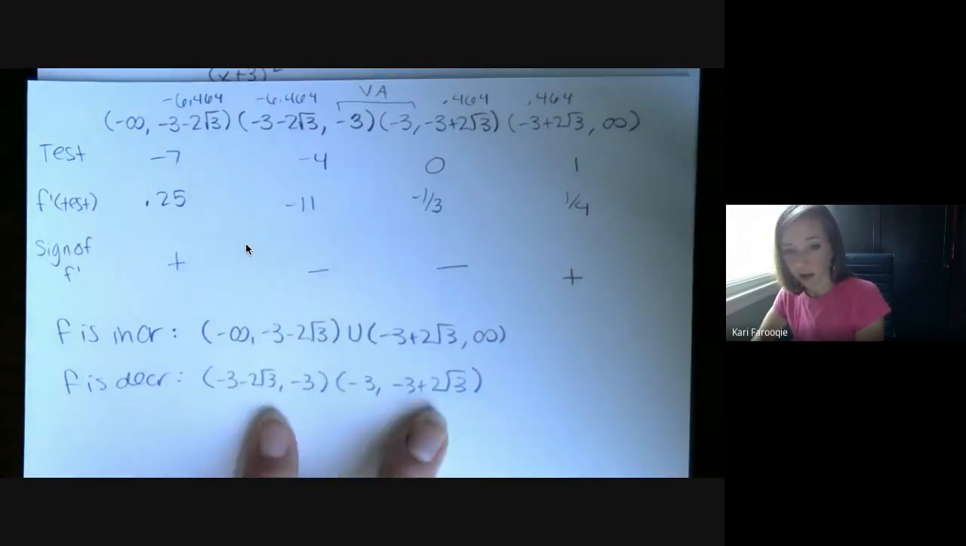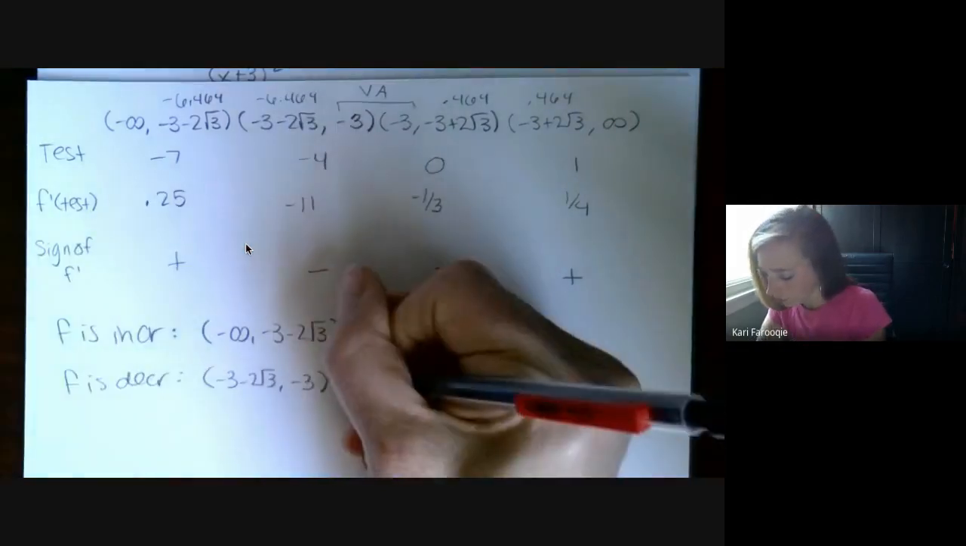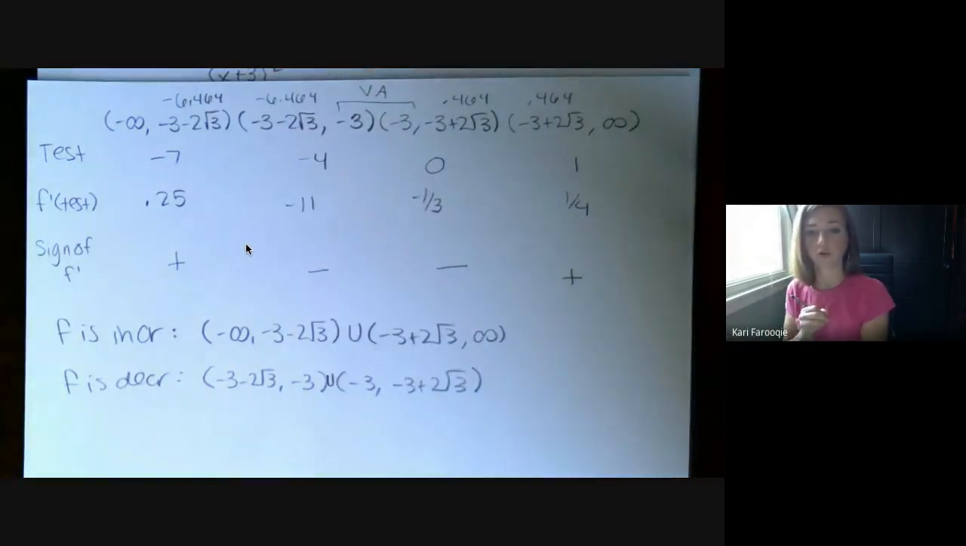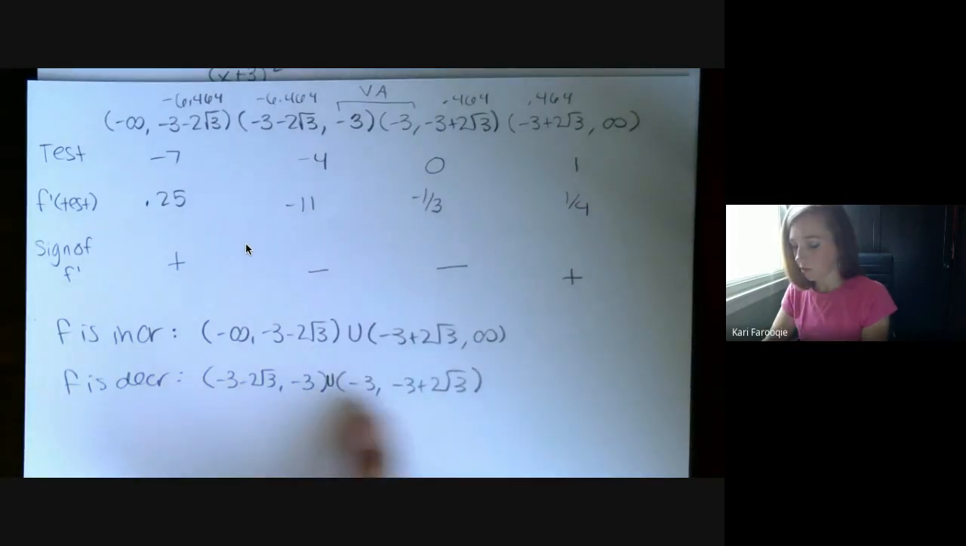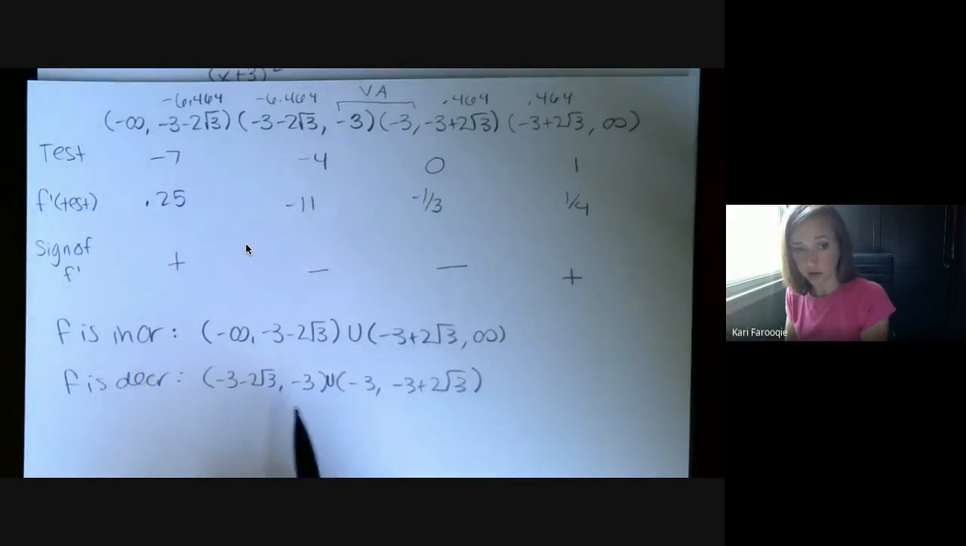You must actually write these, with a union, as two separate intervals. It is essential. If on your test you combine these into one interval and skip right over the -3, I'm going to take off points. These are two separate intervals. You cannot possibly be decreasing at -3 because your function does not exist at -3. Split those up.